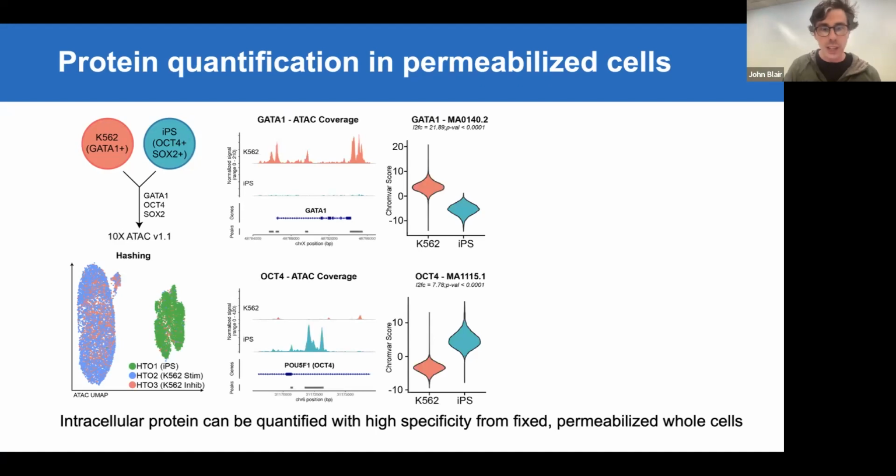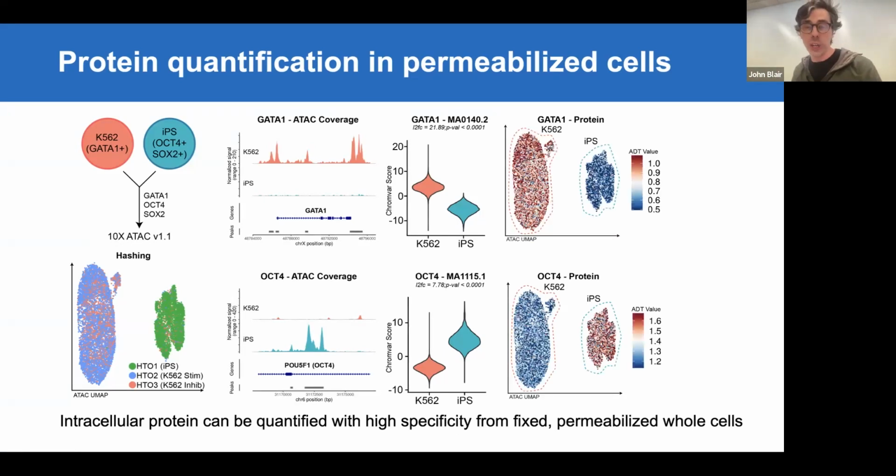If we look a little bit closer at the ATAC, we can see that at the genomic loci for GATA1 and OCT4, we see open chromatin where we would expect to see open chromatin. And then if we look at the chromVAR scores, which is a measure of transcription factor motif accessibility, we can see strong chromVAR differences between the two cell types as expected. So now, when we look at our actual protein quantification, we can see a very strong GATA1 signal in the K562 compared to the iPS and a strong OCT4 signal in the iPS compared to the K562. So showing that we can do intracellular protein quantification with high specificity from fixed permeabilized whole cells.